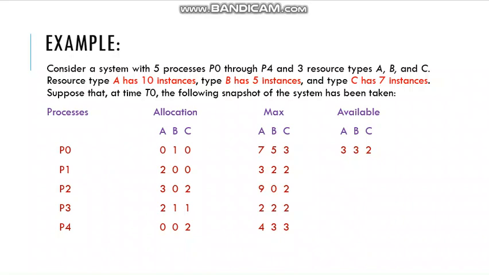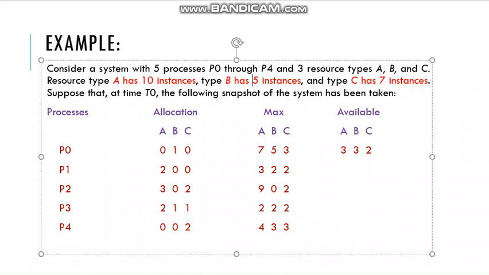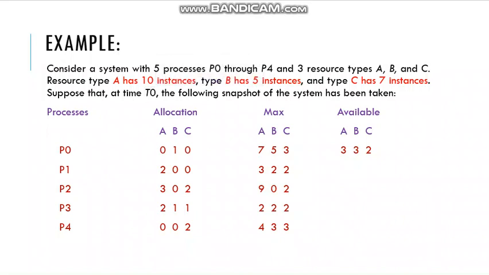In the same way, B resource has 5 instances, then C has 7 instances. So totally 10, 5, and 7 instances are available. Then at a time t0, a snapshot is taken from that system. So what is the snapshot?